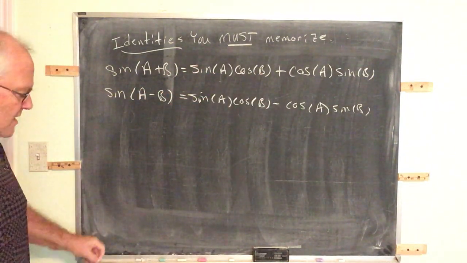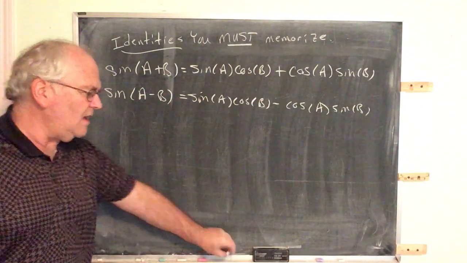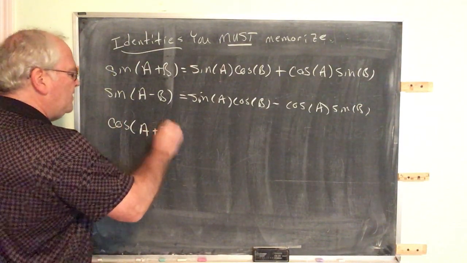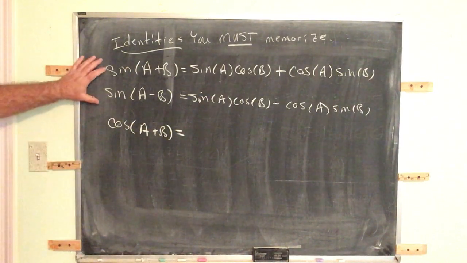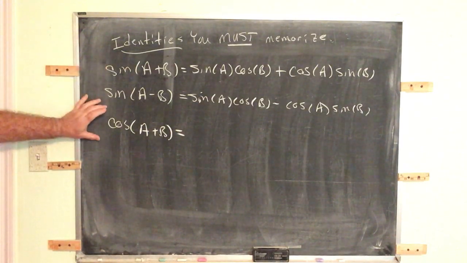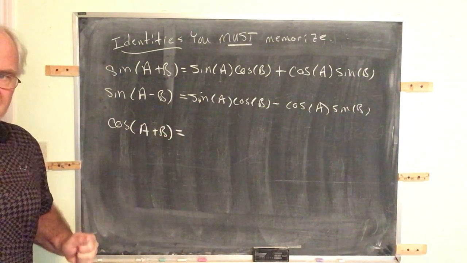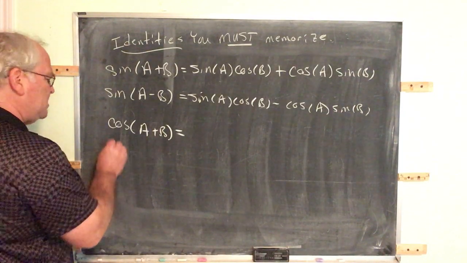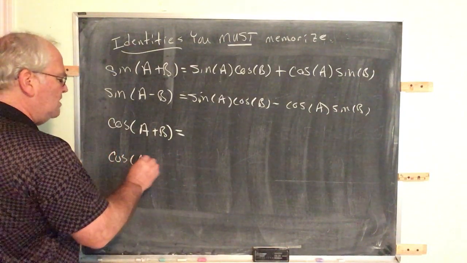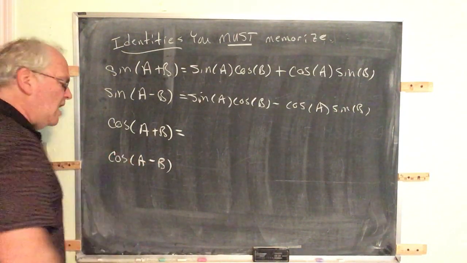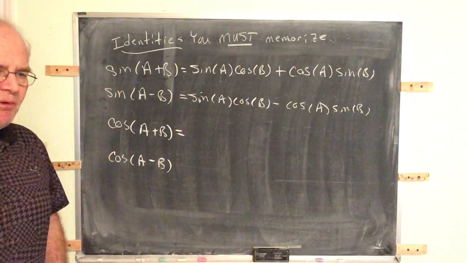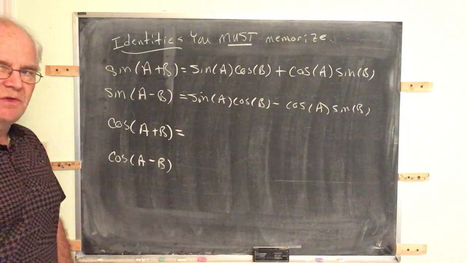I say that because the next identity is cosine of A plus B. Sine is sine, cosine, cosine, sine. But cosine is similar but not the same. If this is all there were, that wouldn't be too much of a challenge. But there is also cosine of A plus B, and there's also cosine of A minus B. We also have tangent. I'm not going to expect you to memorize tangent. It doesn't get used in practice nearly as much as these.